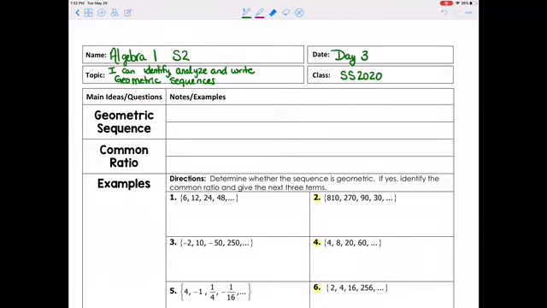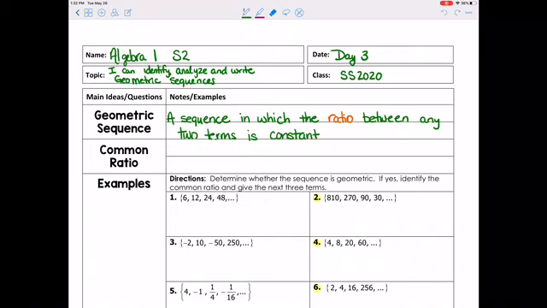Hi, welcome to day 3 of summer school, where we are going to focus on identifying, analyzing, and writing geometric sequences. That's our learning target for today. So let's start with some information about what geometric sequences are. Geometric sequences are sequences in which the ratio between any two terms is constant.